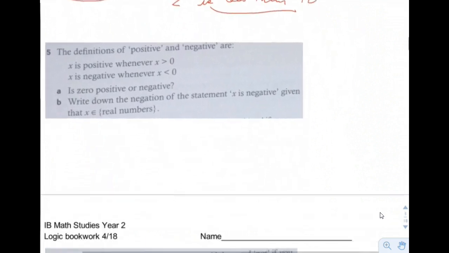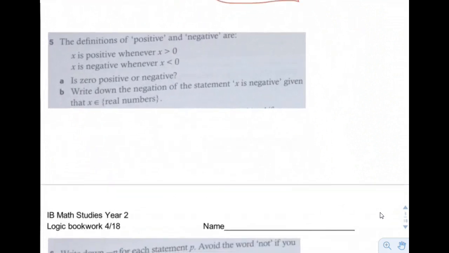5. The definitions of positive and negative are: x is positive whenever x is greater than 0, and x is negative whenever x is less than 0. Is 0 positive or negative?